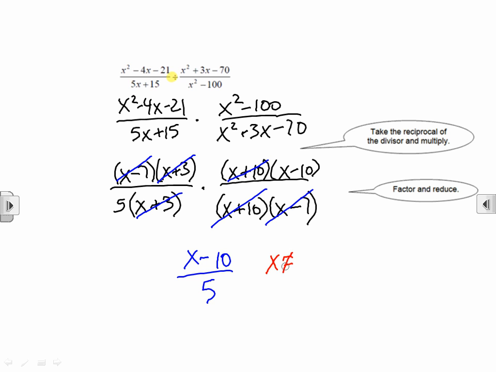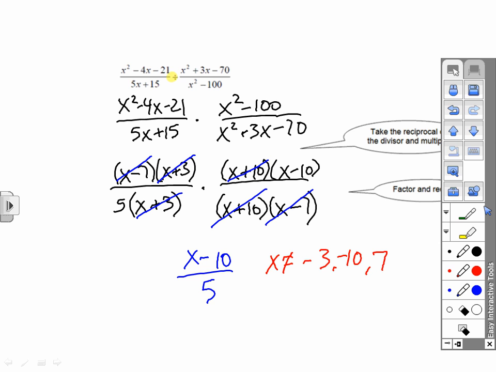x cannot equal negative 3, negative 10, positive 7. Okay? So I'm going to have an x-intercept at positive 10. I'm going to have holes at positive 7 and negative 10 and positive 3. And I'm not going to have any vertical asymptotes because I don't have anything left in my denominator.